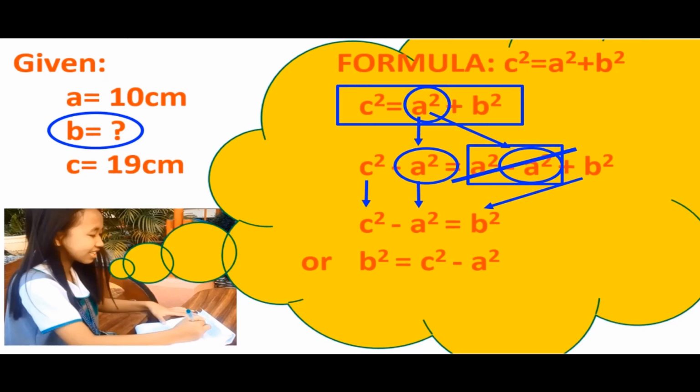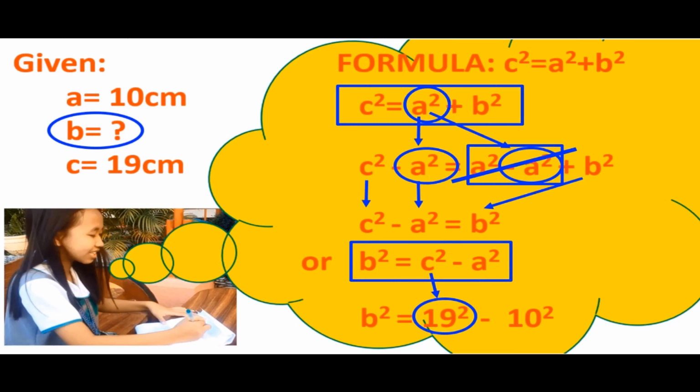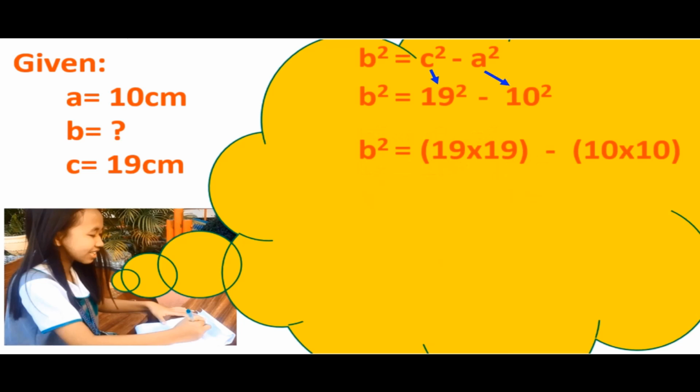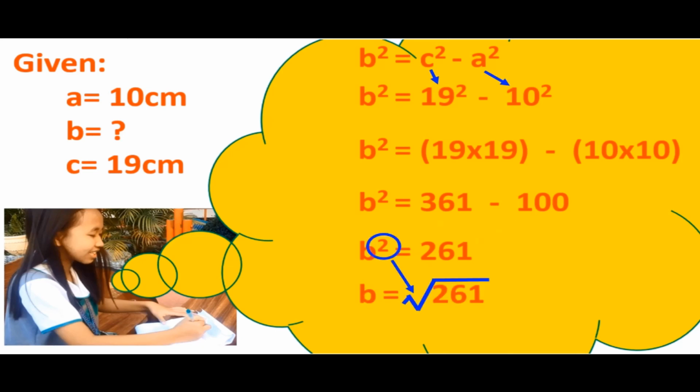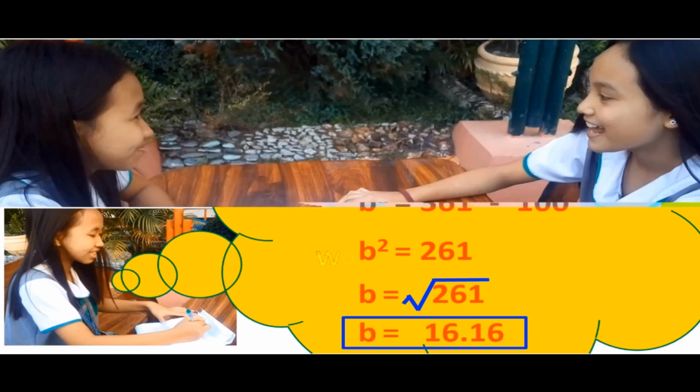To find the value of B using this formula, B squared is equal to C squared minus A squared. So it will be B squared is equal to 19 squared minus 10 squared. Then B squared is equal to 19 times 19 minus 10 times 10. B squared is equal to 361 minus 100. B squared is equal to 261. B is equal to the square root of 261. B is equal to 16.16. Therefore, the value of the missing leg B is 16.16.